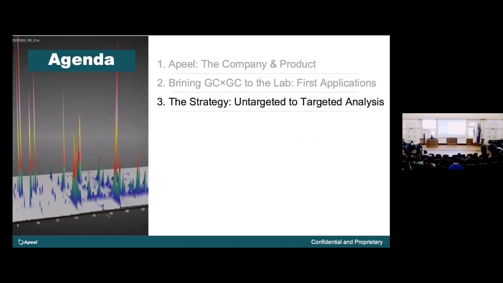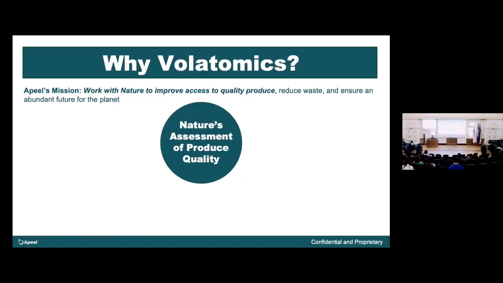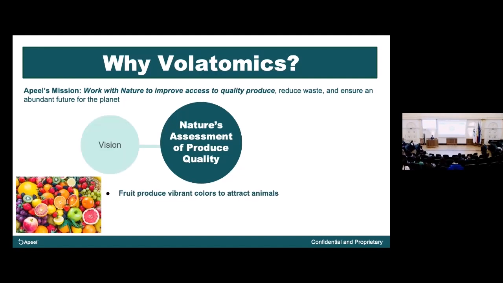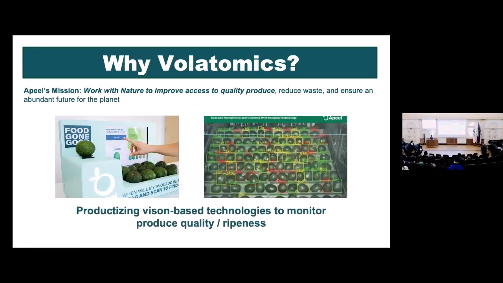So finally, we'll get into some of the actual applications and what we're using. And so why do we want to look at volatiles? This is going back to Apeel's mission of working with nature. Well, how does nature use volatiles, or how does nature assess quality of produce? The first you can think of is vision. So fruit are vibrant colors. It attracts animals to come eat them. And where we can use this is things like spectroscopy, hyperspectral imaging, and we can use those spectra to model quality metrics. And this worked out really well for us.